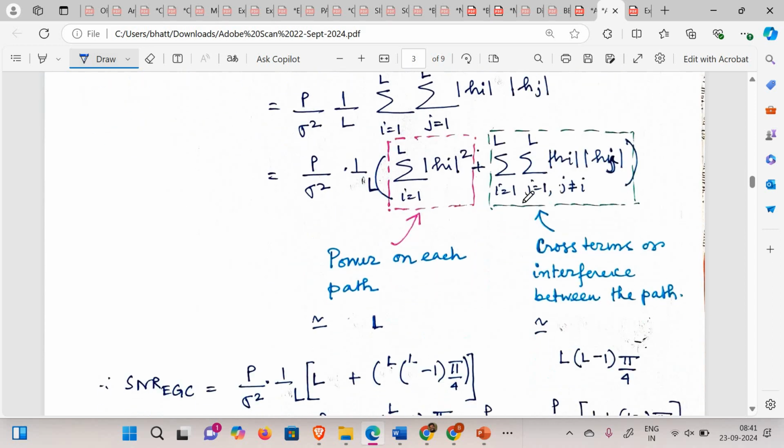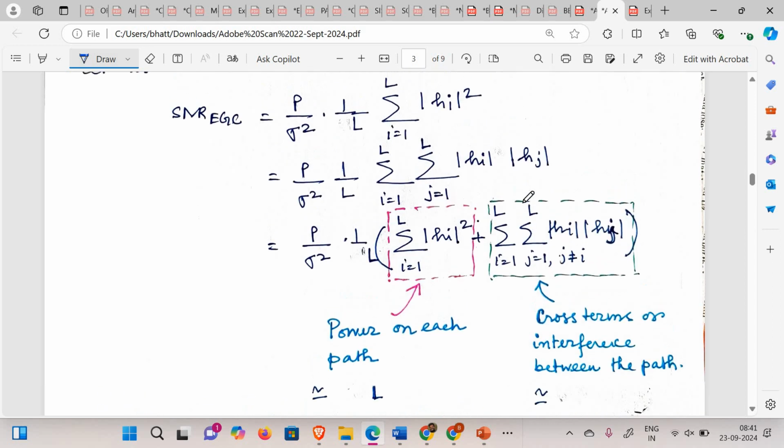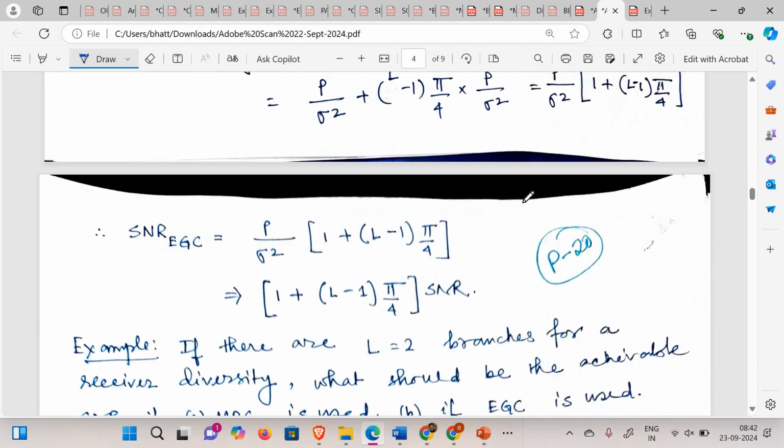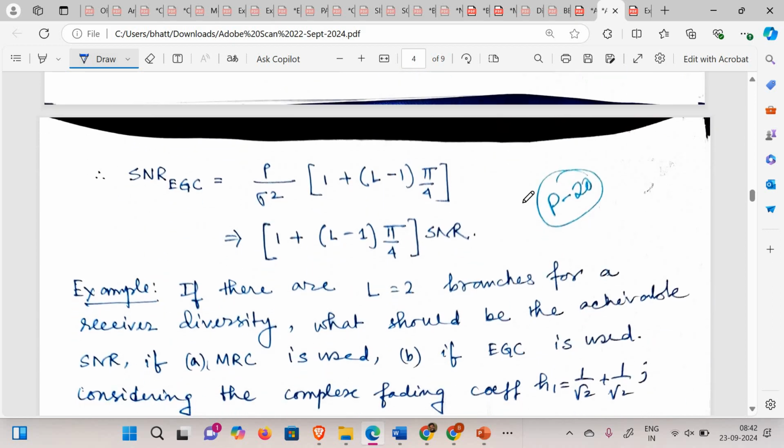The H1 square that you are looking at can again be broken down into subsections, and the explanations are given over here: we are trying to find out the power and the cross terms, which is basically the interfering power. After doing all these things, let us not go into detail. Please make a note of the generalized equation. So the SNR EGC, if we ignore the H part, we come across a scenario just like we had for MRC: 1 plus (L minus 1) into pi by 4 into SNR. Please make a note of this.